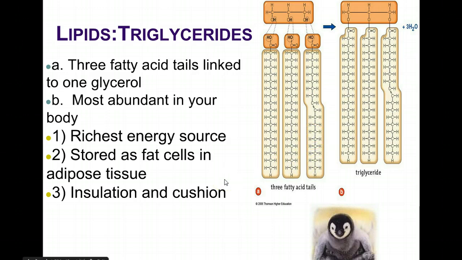They're a huge energy source, stored as fat cells in fat tissue or adipose tissue, and they provide insulation and cushion. Animals that you hear having blubber or a large amount of insulation, like a penguin or a polar bear or a walrus, are going to have a lot of triglycerides, because they're a really big macromolecule, so they provide a lot of insulation and cushion.